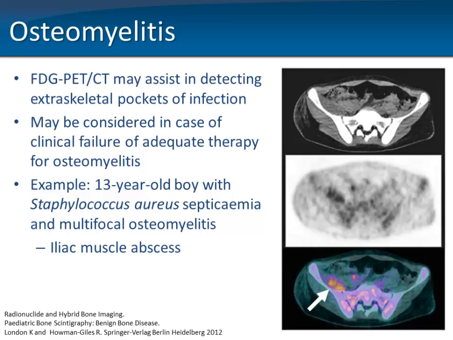Again, the case I took from the literature illustrates that it can assist you in detecting extraskeletal pockets of infection. So you should consider this in case of clinical failure once an adequate therapy has been tried. And this is an example of a 13-year-old with a multifocal staphylococcus septicemia and multifocal osteomyelitis, where you see that the reason for therapeutic failure was an iliac muscle abscess seen on FDG, which required surgical drainage.